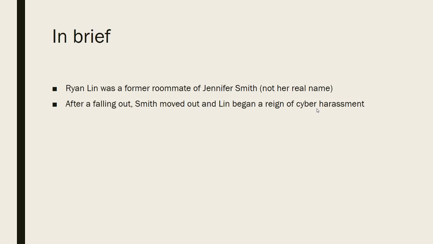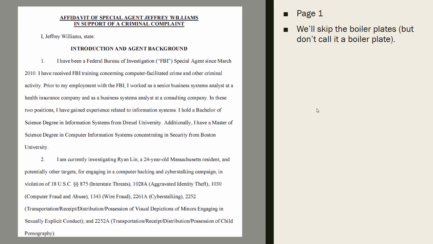So in brief, the whole case is about Ryan Lynn, who was a roommate of Jennifer Smith. That's not her real name; her real name was protected in the case. They had a falling out, and Smith moved out, and Lynn began a reign of cyber harassment. Lynn found the victim through a Craigslist ad for a roommate, basically. So Lynn moved in, and that's when they had some falling out, and things really got pretty heated there.